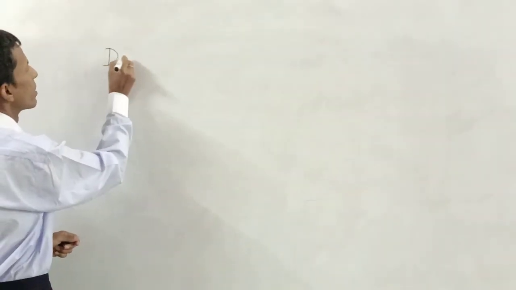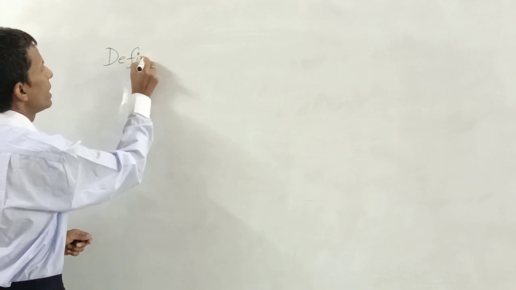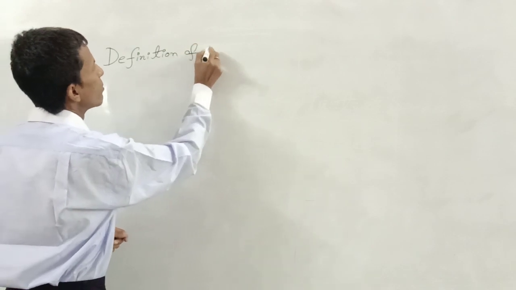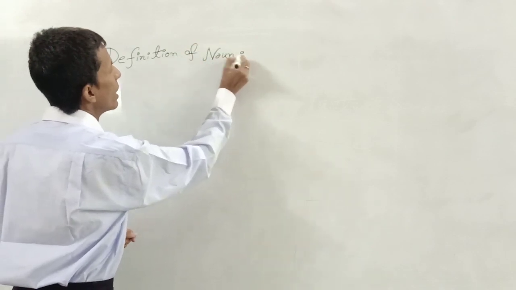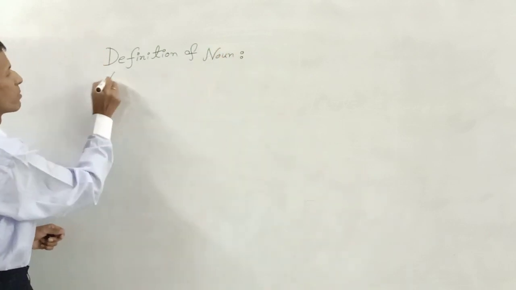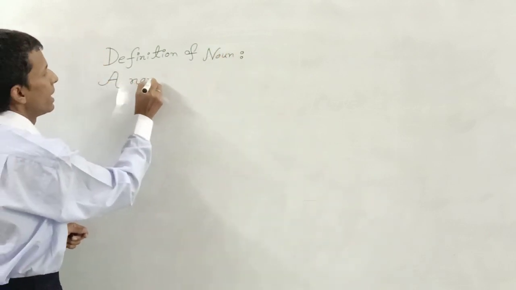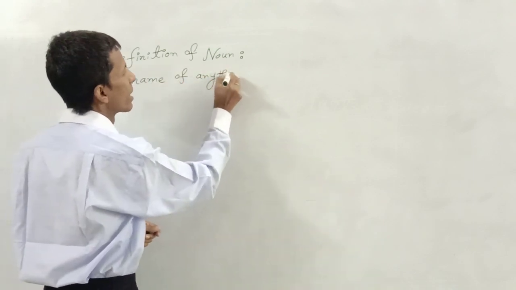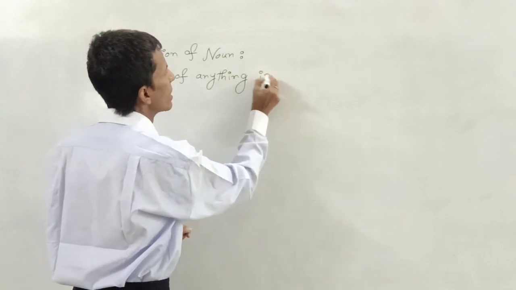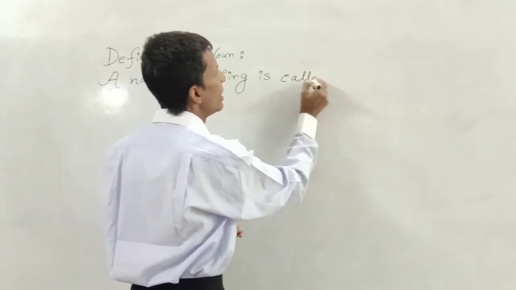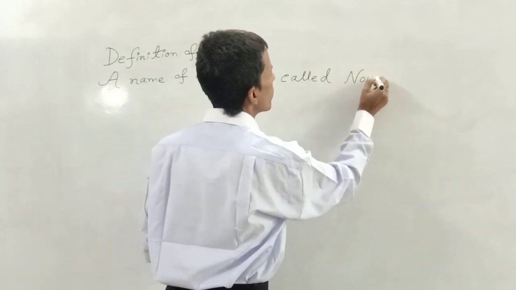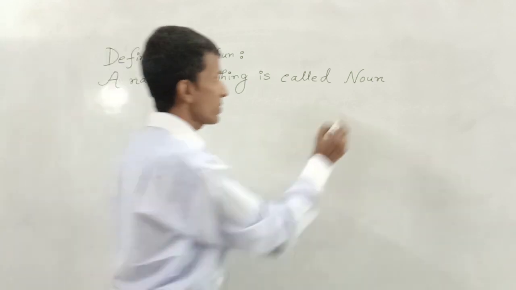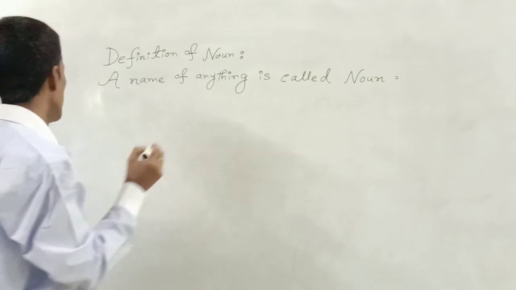Definition of noun. A name of anything is called noun. This is the easiest definition of noun, but there are some salient features to identify noun.